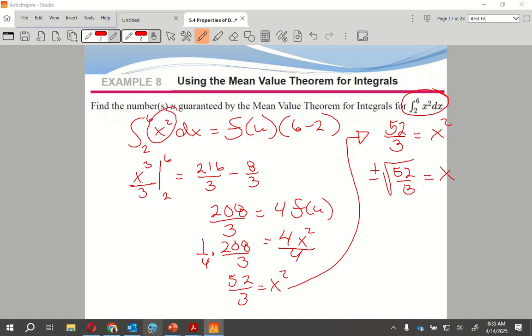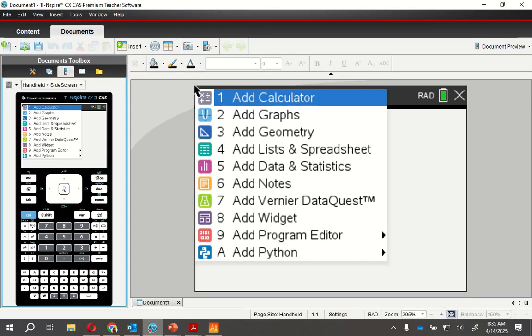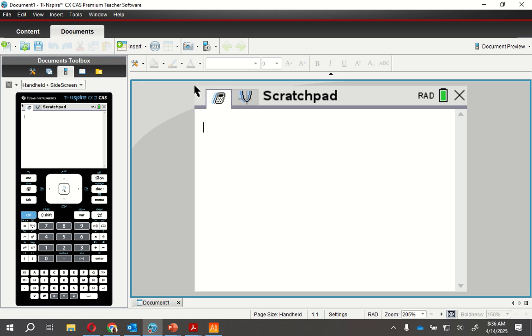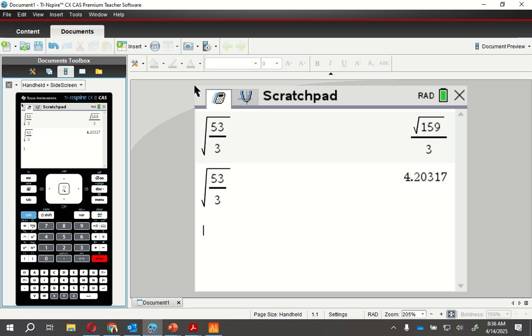And for the sake of argument, do you think the negative is going to work? Why would the negative not work? Because it's negative, it's outside of between my 2 and 6, right? So, let's see. Square root of 52 over 3. Control, enter, there we go. 4.203.